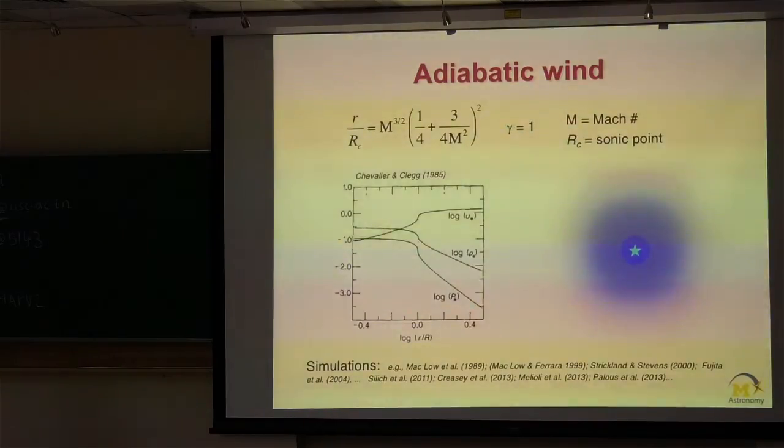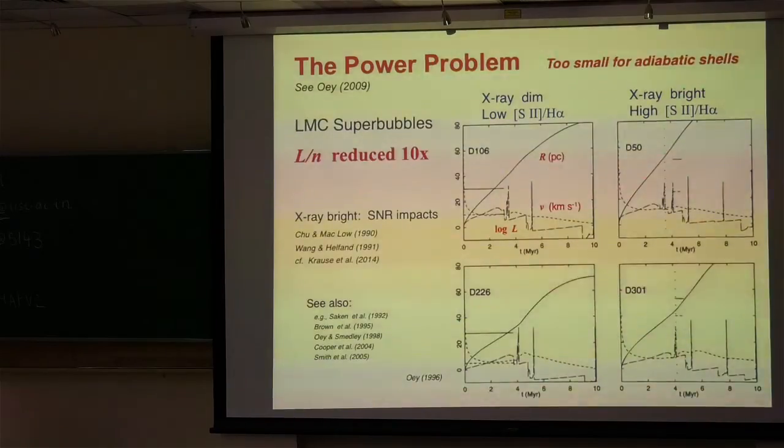And then, as we've already seen, the adiabatic wind model of Chevalier and Clegg is basically a freely expanding wind in a steady state. And that's the CC85 model. This is the plot from that paper. You have the sonic point right here, as a function of radius on the x-axis, and so you can just model what the radial dependence of the velocity, the density, and the pressure is for such a steady state wind. And again, this has been simulated many times. We've already seen some very nice simulations of this at this conference.